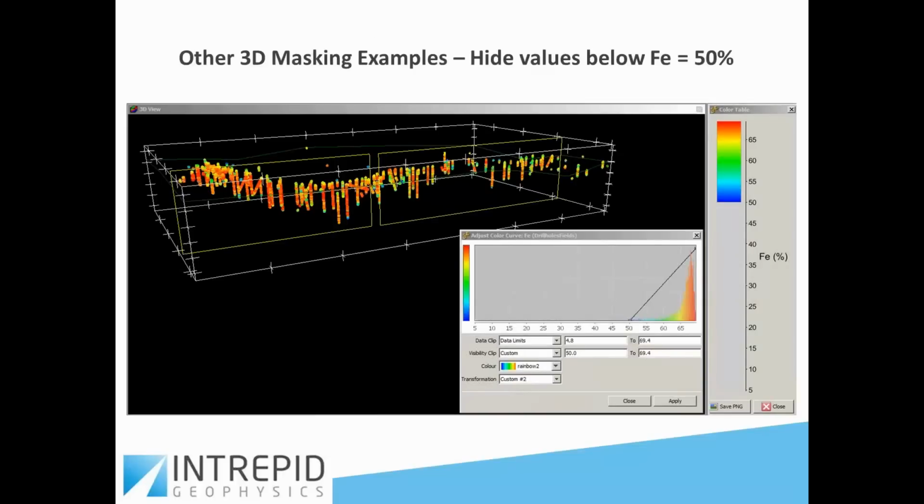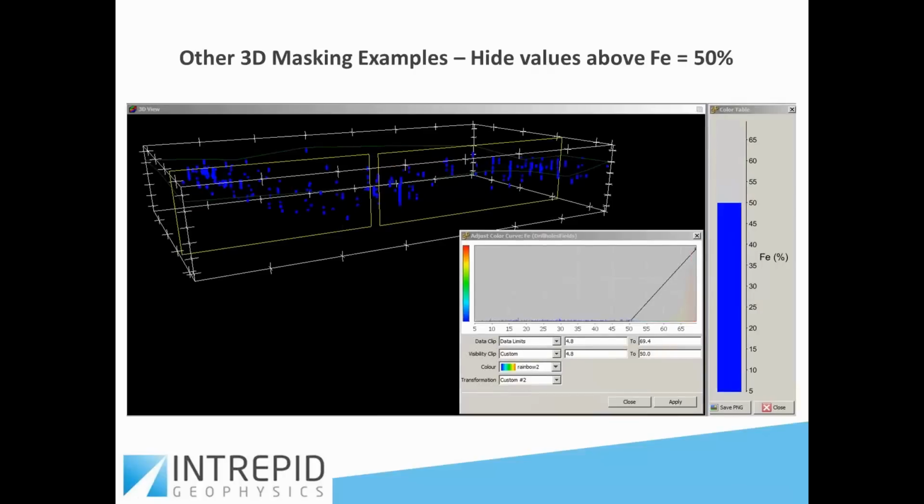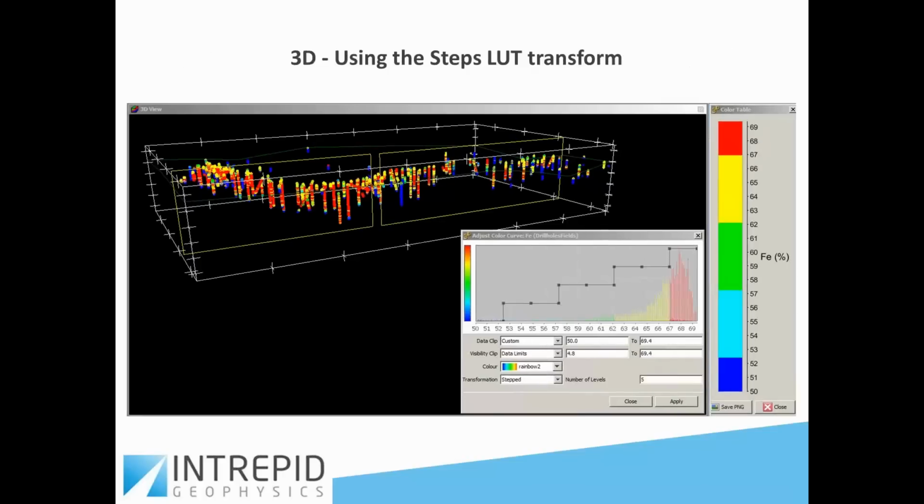So to have an example of other ways we can mask the 3D mesh, here is a choice just using the lookup table by which we are able to hide values below 50% iron. Next, here's an example of how we can use 3D masking to hide values above iron equal to 50%. And again, using the lookup table, a choice whereby we can apply a stepped lookup table transform. This enables us to bin certain colours for certain grades of iron.